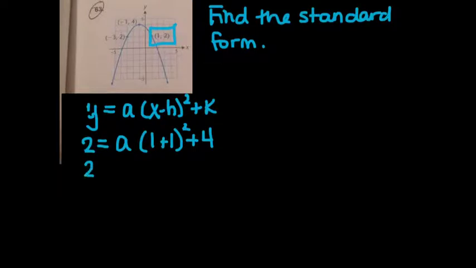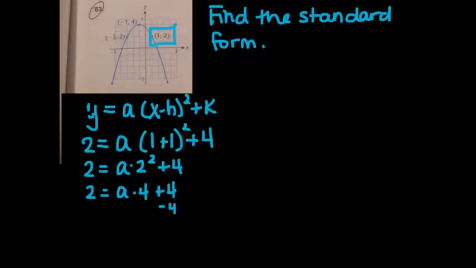Again, I have to follow my order of operations. So in parentheses, I have 1 plus 1, which is 2. And I'm going to be squaring that. I still have the plus 4. 2 squared is 4. So this gives me 2 equals a times 4 plus 4.